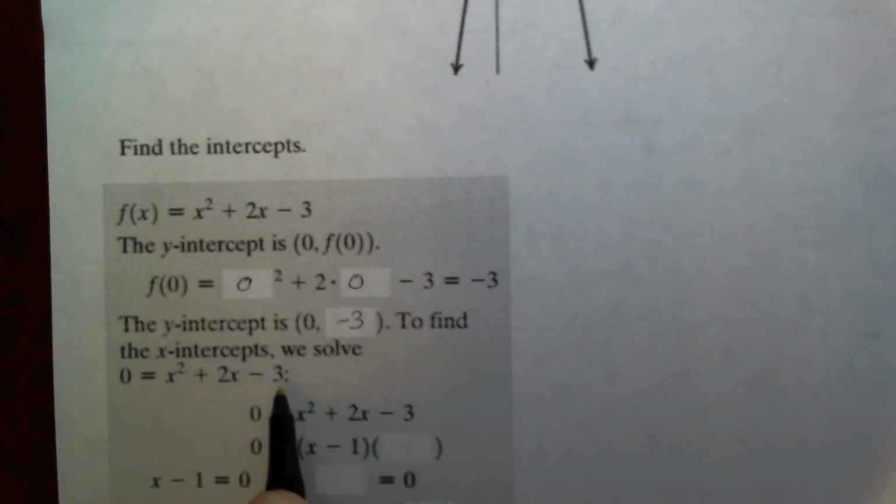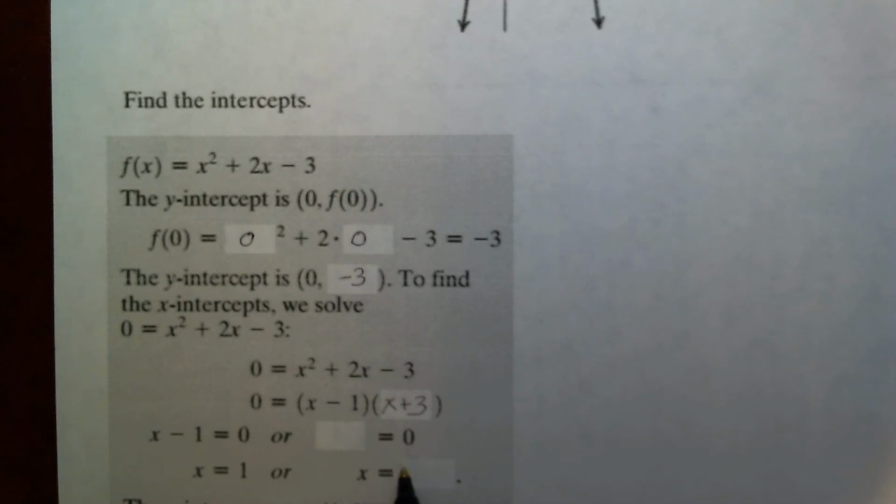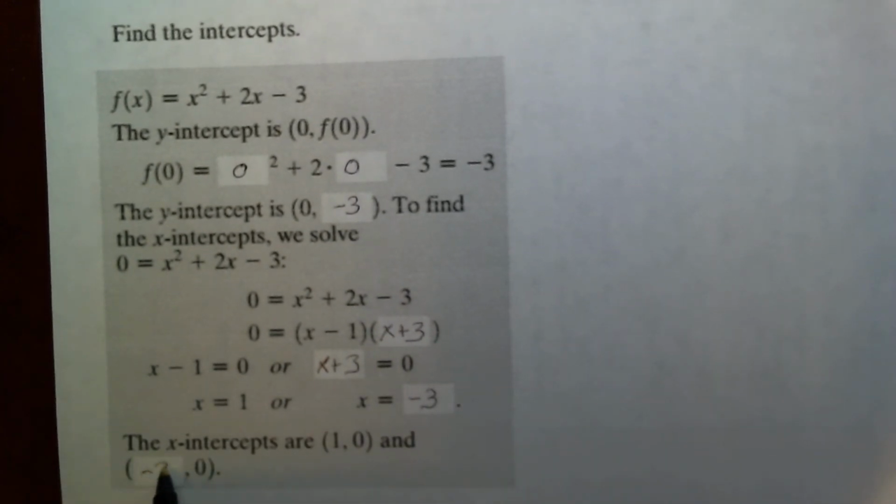And to find the x-intercepts, we solve the quadratic equation x squared plus 2x minus 3. And we can factor that into x minus 1 times x plus 3. So then we find, setting each factor equal to 0, using the zero product principle, we get x minus 1 equals 0, or x plus 3 equals 0. So x equals 1, or x equals minus 3. So the x-intercepts are then 1, 0, and minus 3, 0.